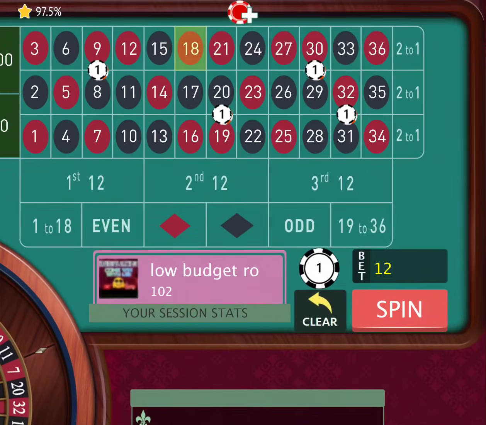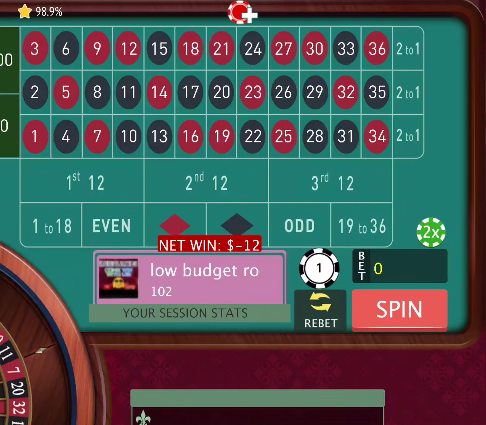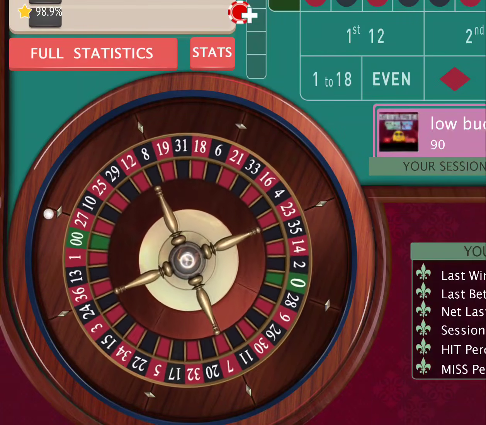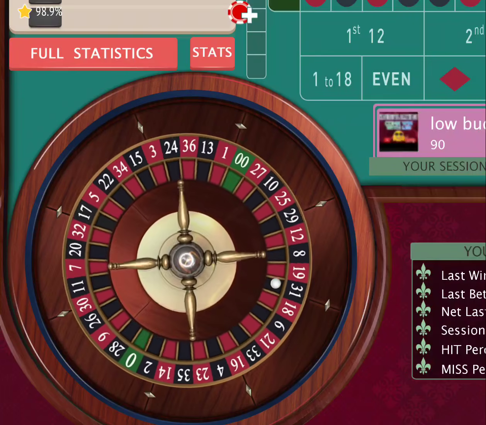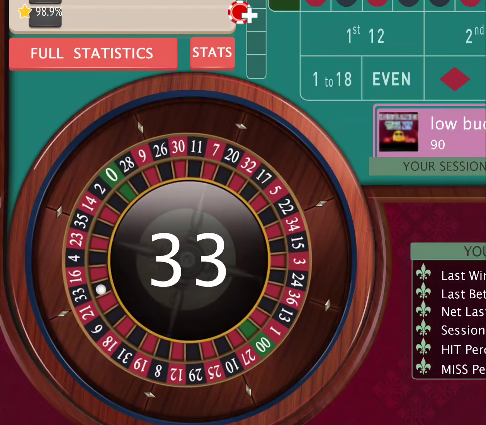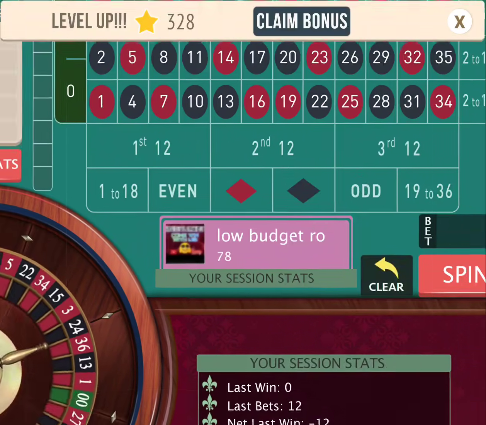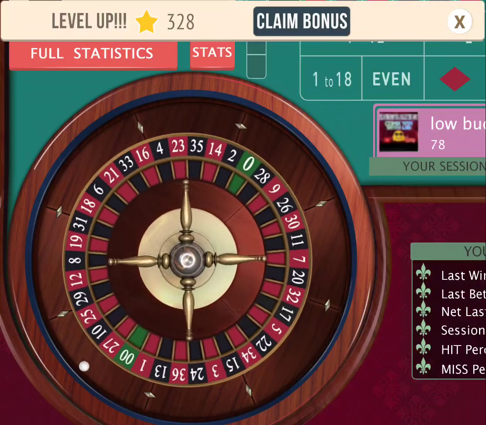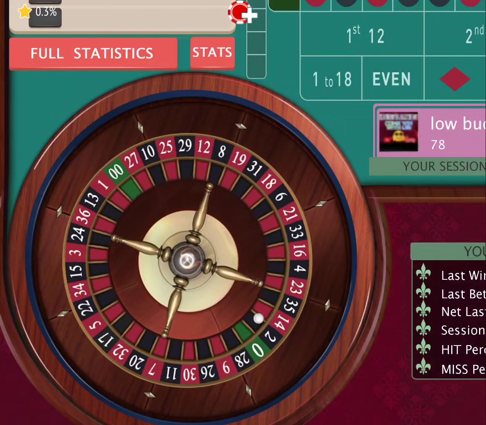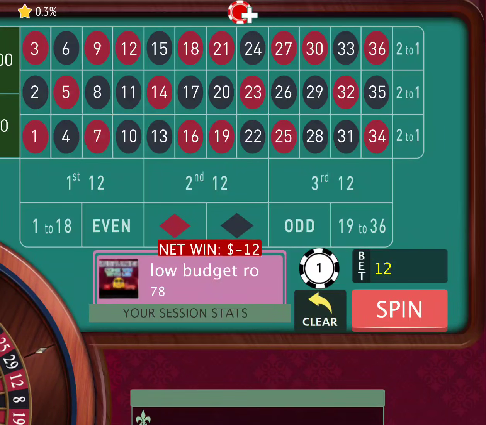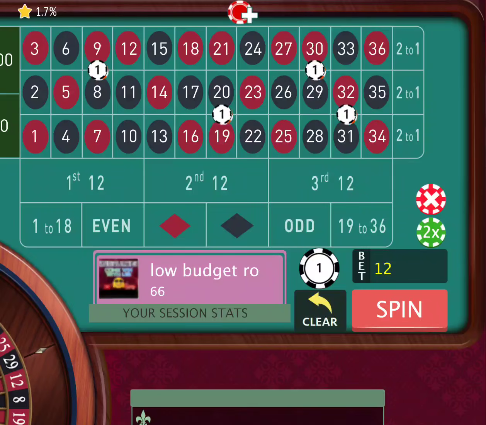18 comes out, and that is a miss. We will spin again. And 33 comes out for another miss. Let's spin for the third time. Number 7 comes out, and that is another miss. We will ladder the system again, and we spin.